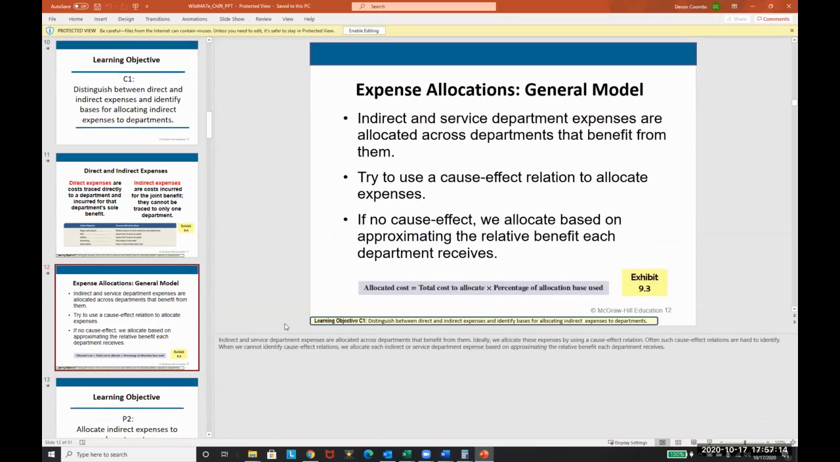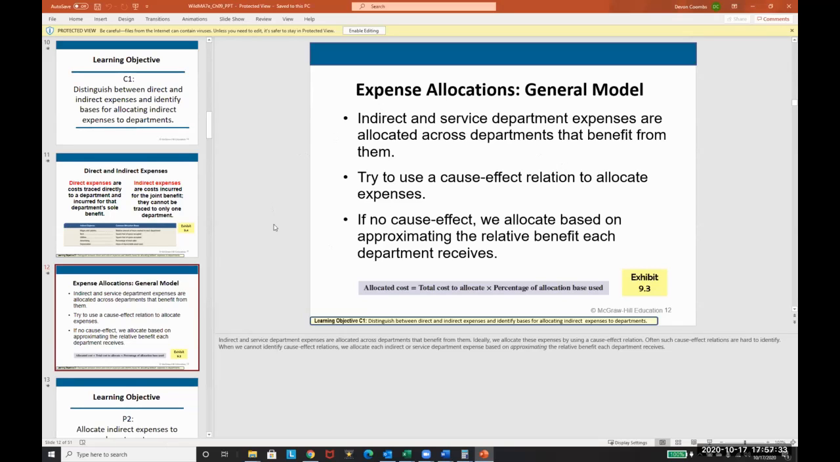So each department will have its own P&L. We call it a P&L, but that's an income statement or a contribution margin statement. They'll all have their own statements that funnel up to the larger company statements. So, some different ways to allocate.